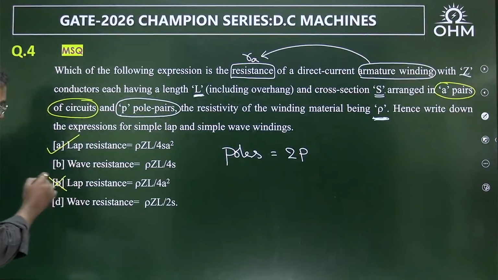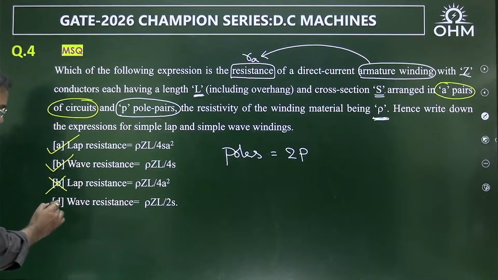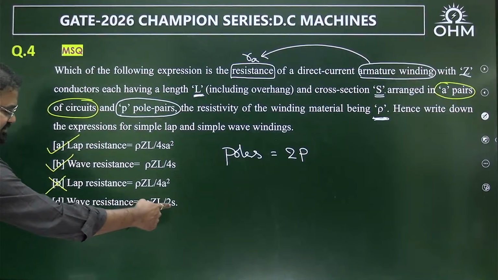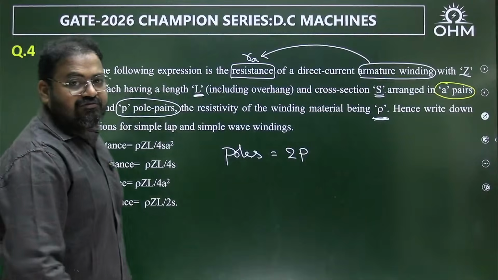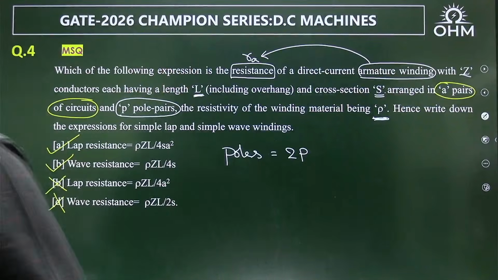Wave connected, we have two options. Z rho L by 4 into S. That means the second option is correct. Here it is given 2S. Actually the answer is 4S. The last option is wrong. Therefore, A and B are the correct answers. Very good, Kavita. You got the correct answer.